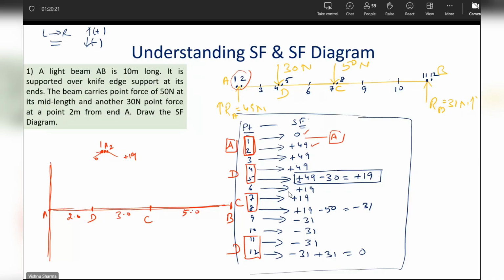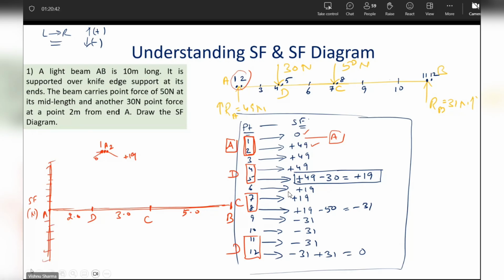On the y-axis, I take the shearing force, in whatever is the unit of the force. My shearing force is changing between let's say plus 49 and minus 31. I take a suitable scale, right guys? We can take some scale.